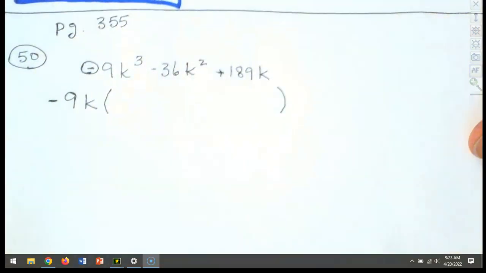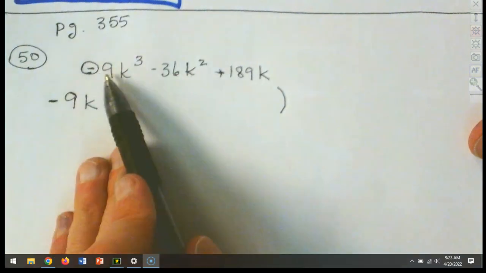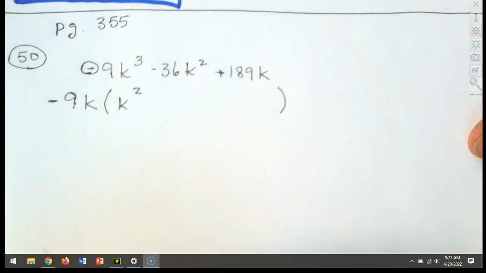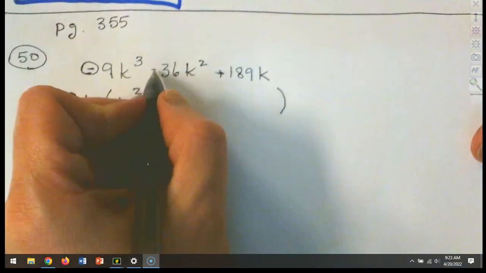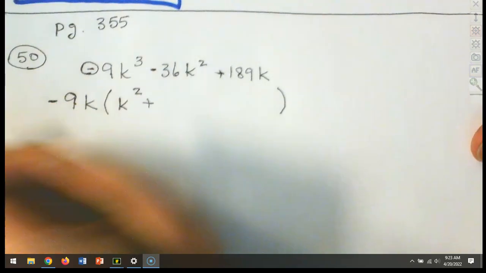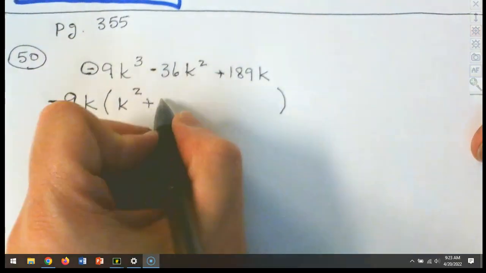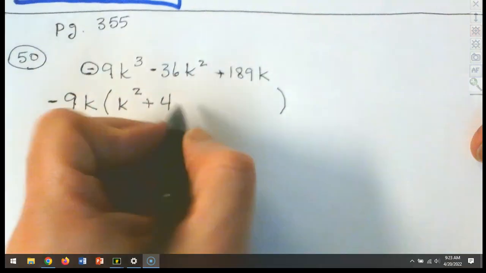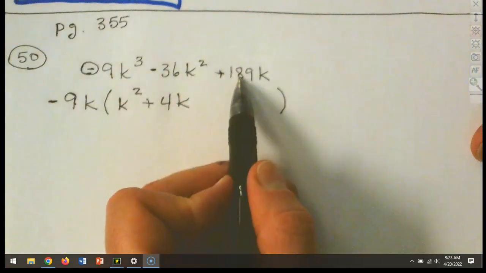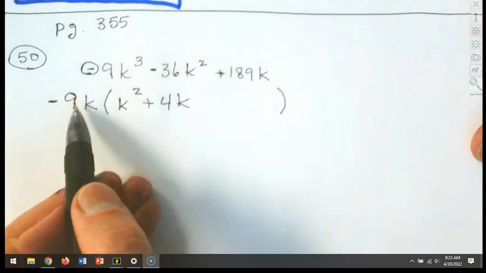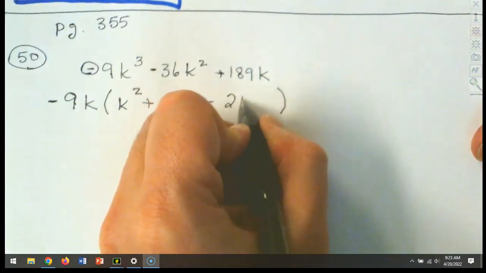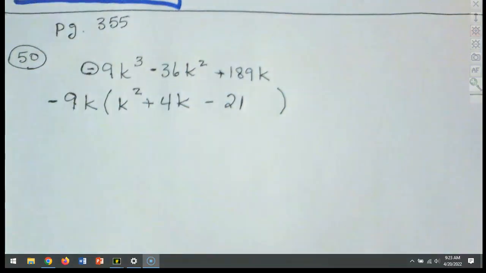Now, whenever you factor out a negative, that's going to switch your signs. So negative and negative makes it a positive. K cubed, take out a k. That leaves you with a k squared. 36 divided by 9. Negative and negative makes that positive. And 36 divided by 9 is a 4. We took a k out, so that leaves you with the 4k. Last one, 189. It's positive divided by a negative 9. Positive divided by negative should make it a negative, and that's going to be a minus 21.